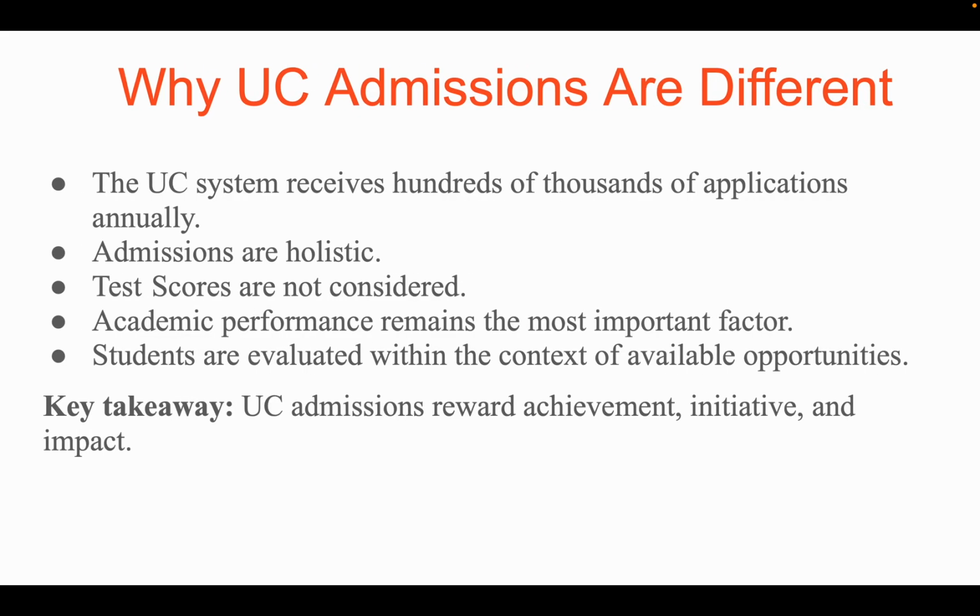So this first slide, I want to talk about why UC admissions are just different. Starting, the UC system receives so many applicants. They've been popular. They're some of the world's best institutions, but they receive hundreds of thousands of applications annually. We'll talk about the individual schools later, but it's important to keep in mind just the pure volume these schools get.